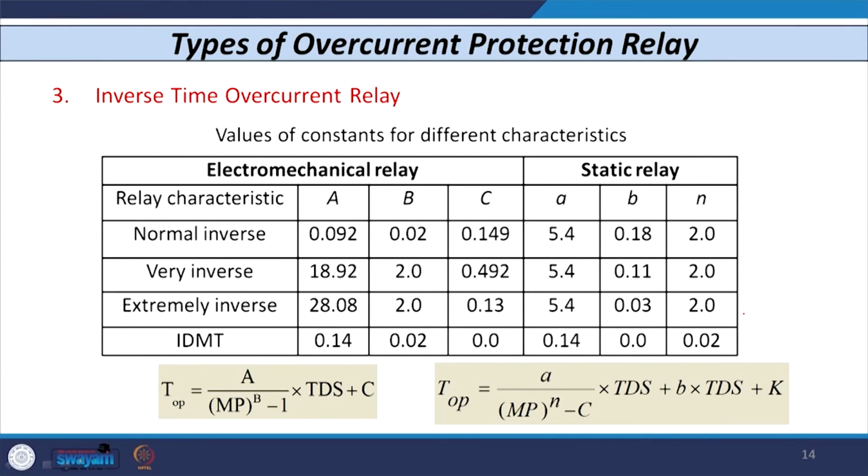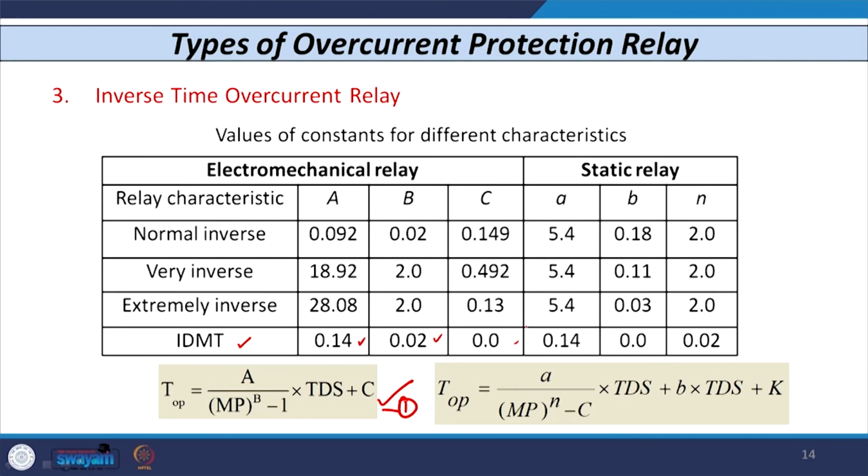If I consider the electromechanical relay, where the equation is given by equation 1, you can see that in this equation the constants are capital A, B and C. If I wish to obtain the normal inverse characteristic, then I have to select the constants 0.092, 0.02 and 0.149, and accordingly for very inverse and extremely inverse I have to select the appropriate values of capital A, capital B and capital C. Similarly, if I want the IDMT characteristic, that is inverse definite minimum time characteristic, then I have to select A as 0.14, B as 0.02 and C as 0.